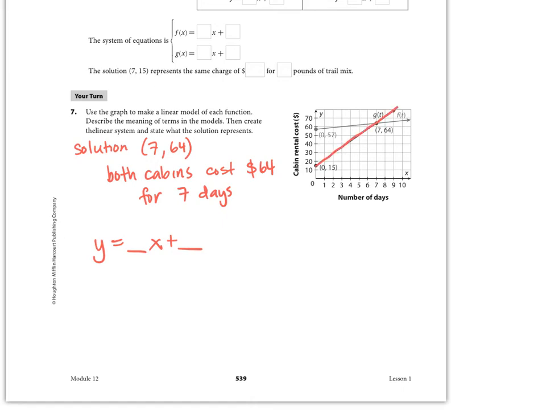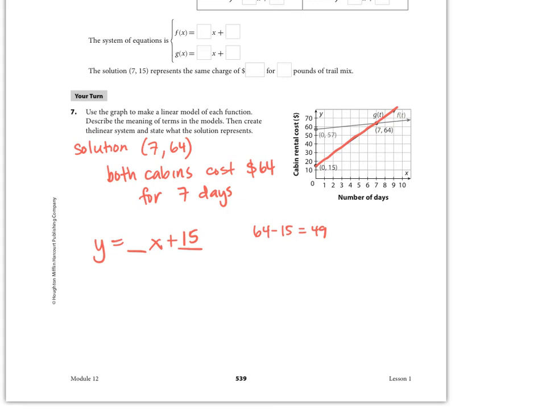That line starts at (0, 15). That's our y-intercept. And it's going to go all the way up to (7, 64), which means it's going from our y value of 15 all the way up to 64. Well, how much does it go from 15 to 64? We subtract 64 minus 15. It's going up, looks like, 49.